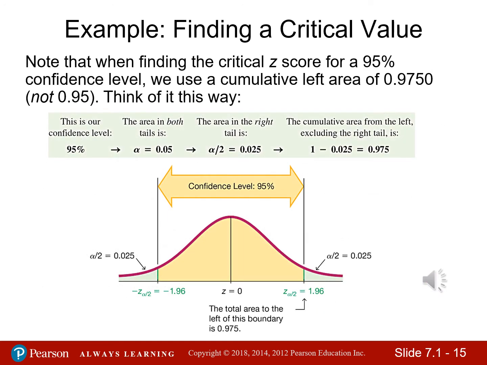Note that when we're finding the critical z-score for a 95% confidence level, we use the cumulative left area of 0.9750 and not 0.95. This is because we're interested in the middle area of our z distribution, and so we have to take into account the area to the far left of the graph that will not be included in our confidence interval.